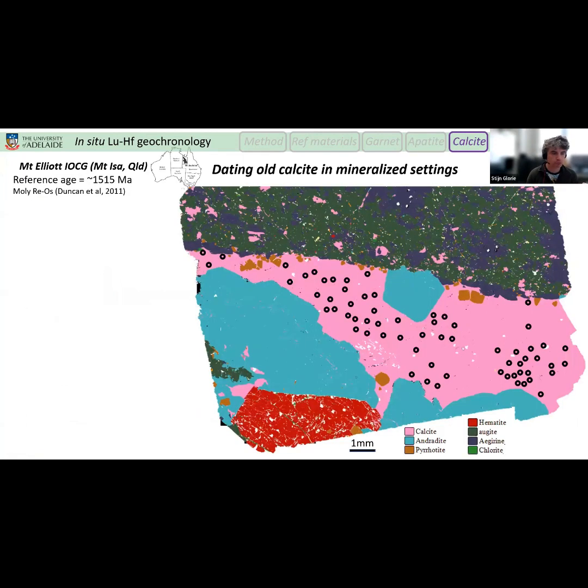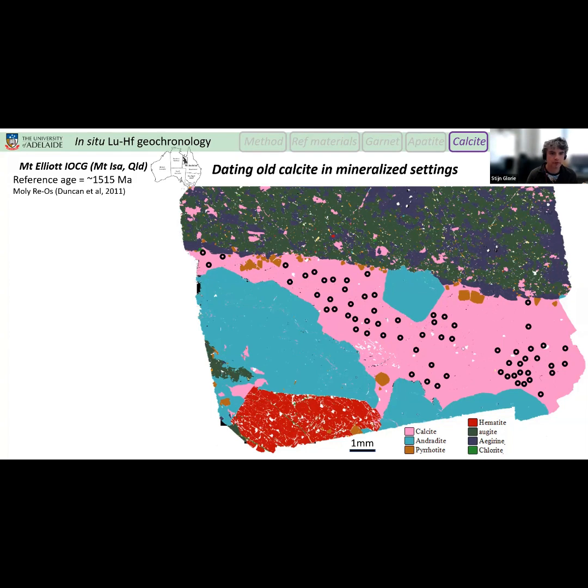I'm going to calcite. So for calcites, platform calcite, for example, you can't date with lutetium-hafnium because they have no rare earths in them. But you can imagine the fluids in a mineralized system that makes calcites, they might have rare earths in them because rare earths might be available in that fluid.